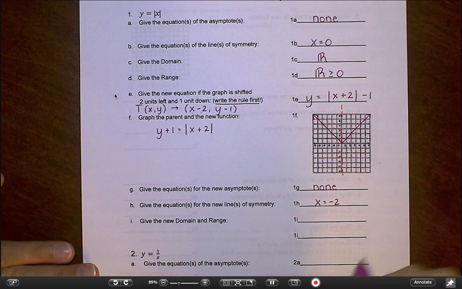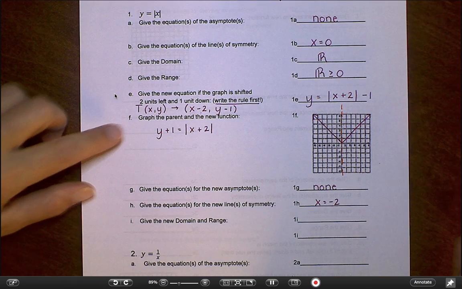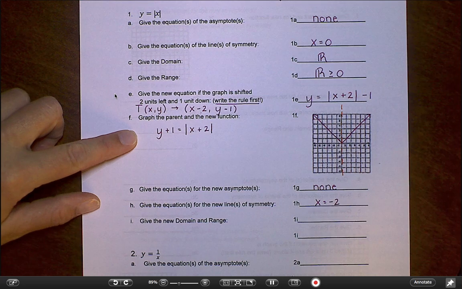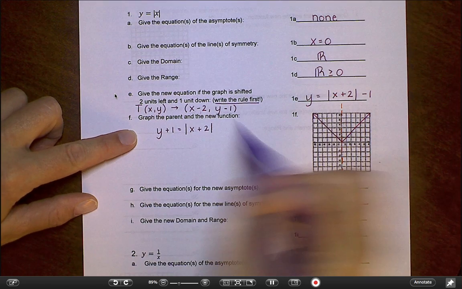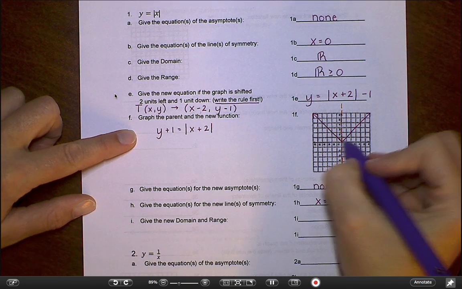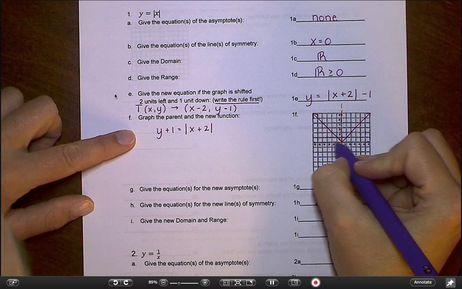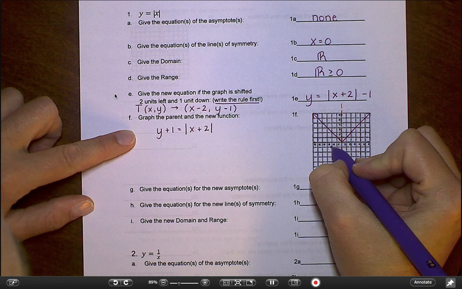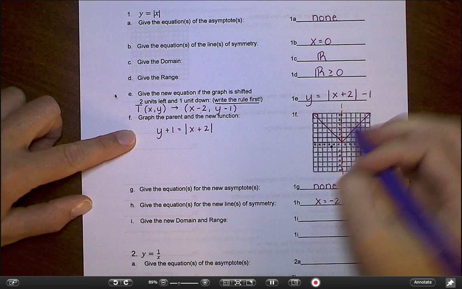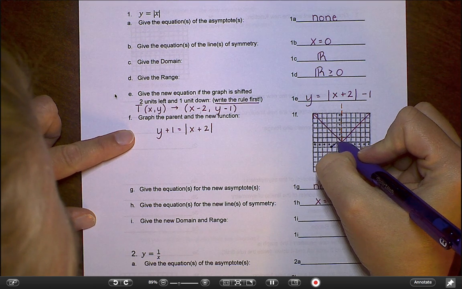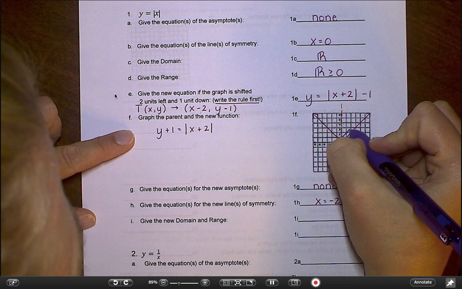New domain and range. I guess I skipped over this; I should have done this. I needed to graph that new function, right? I graphed the parent function, but I never graphed the new one. So if we shifted 2 to the left and 1 down, that should be with a vertex starting here. Okay, so I went 2 to the left and 1 down, and then I'm still going to follow that same path here.